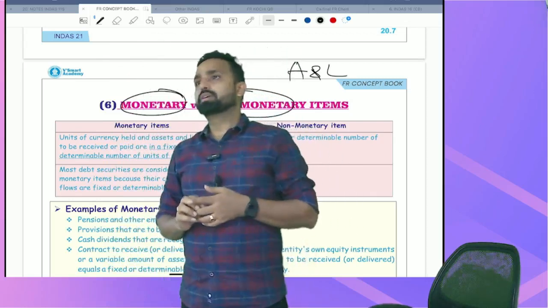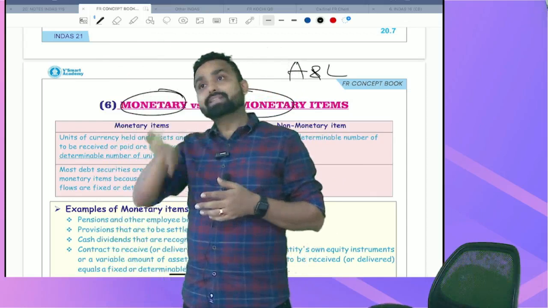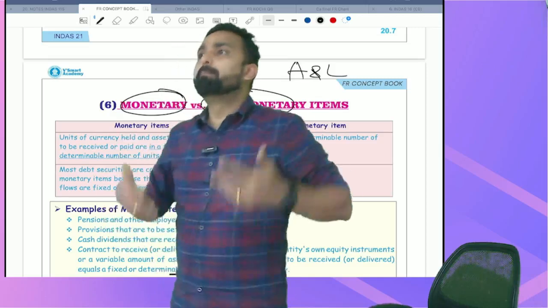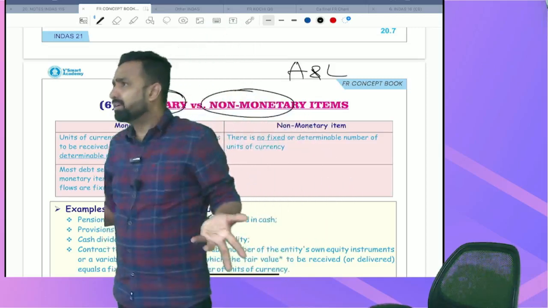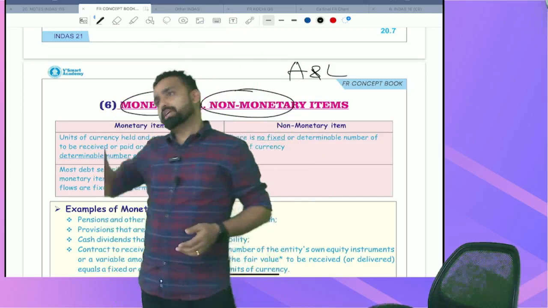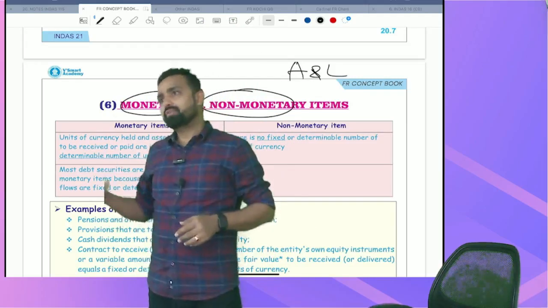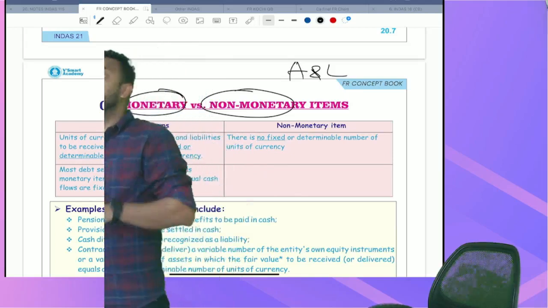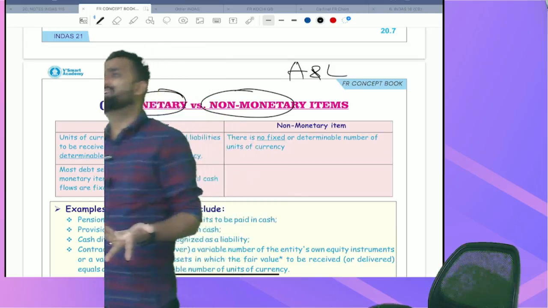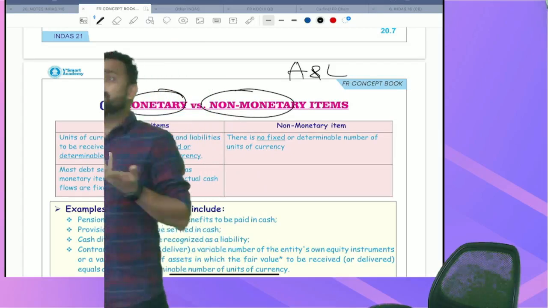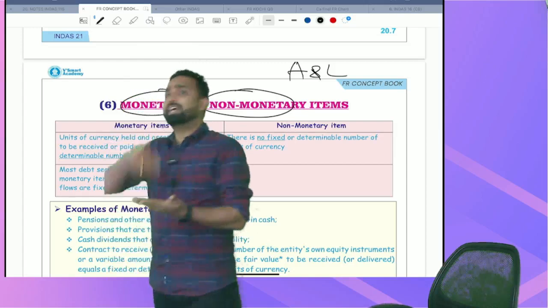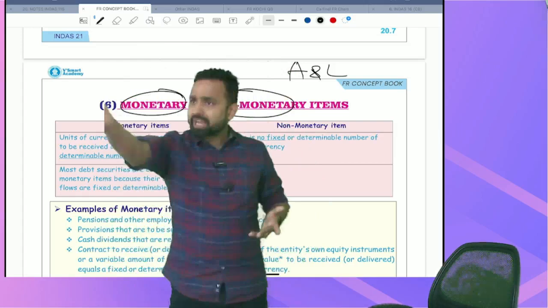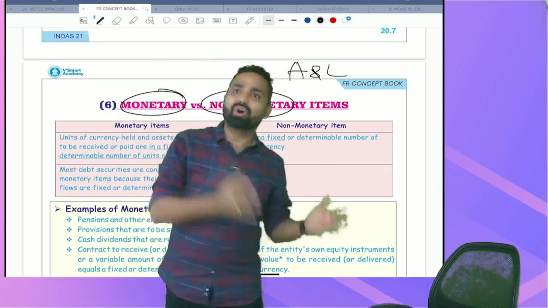What is non-monetary? Other than monetary. That means it is fluctuating. Like building, equity investment. I have a building. Its value is 5 crore. After 1 year, it is also 5 crore? It may fluctuate, na? Every time it may fluctuate. Inventory, cost or NRV, whichever is lower. So inventory's value fluctuates, investments' value fluctuates, building, plant and machinery fluctuate, and because of this you charge a depreciation. All these are non-monetary items.